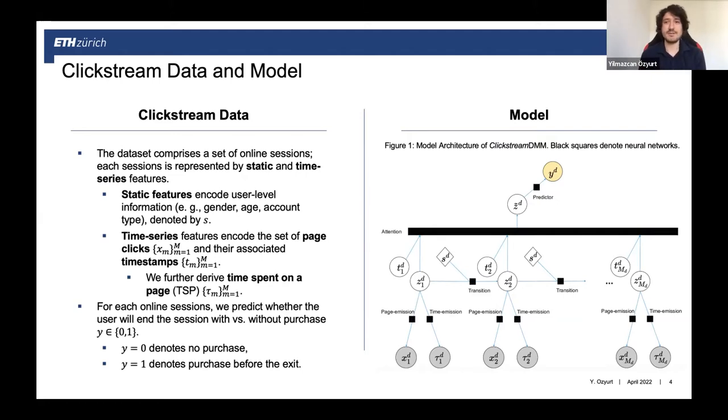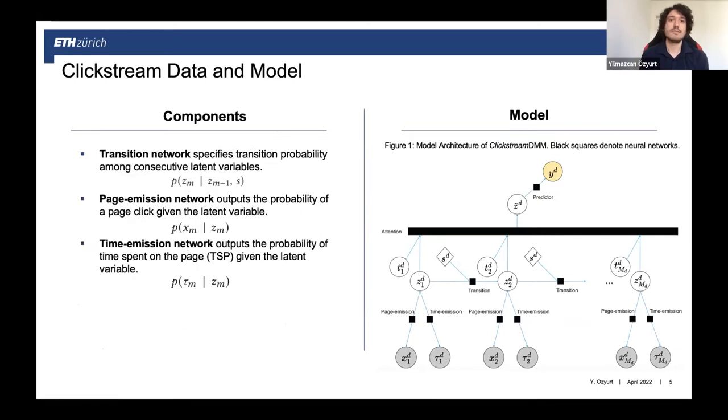So of course, at the end of the day, we are performing a prediction task. So we have a binary label Y to indicate whether or not the purchase happened by the end of the session. So on the right side, you can see our overall model architecture where each black rectangle represents a neural network component of our big model. And we have mainly five neural network components. So the first three neural network components constitute the latent variable parts of our model.